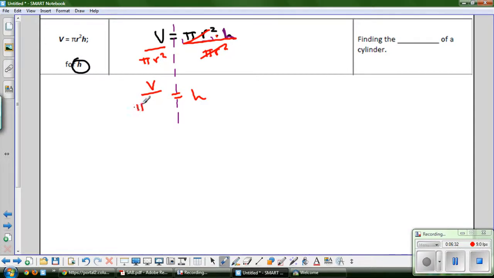Hope you guys are kind of catching on that some of these problems really don't take that much to solve. It's just a moving around effect. Okay? Purpose, again, let's talk about this quickly. Finding the blank of a cylinder. Well, what are you solving for? I'm solving for h. H stands for height. Okay. Let's go to number 4.